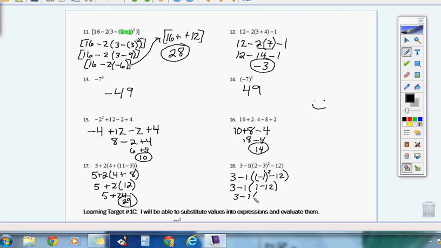3 minus 1 times, well, that's going to be a negative 11 inside. And then, well, what's this now? This is still 3 minus, but now we do 1 times negative 11. Well, that's just a negative, negative 11 there. So we make this addition. 3 plus 11 is really going to be 14.